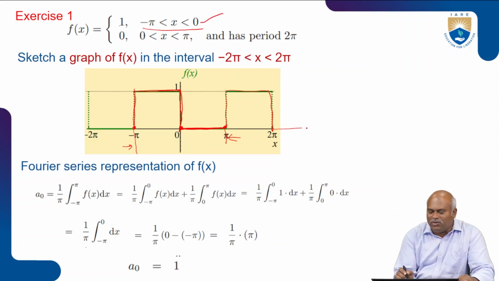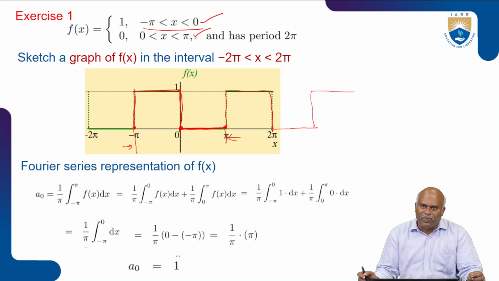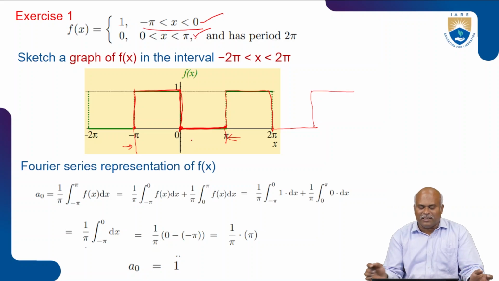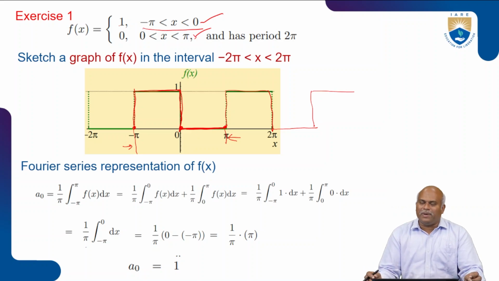The next 2 pi to 3 pi will also repeat, like that it will happen for your complete signal. That's why I draw the graph for the interval of minus 2 pi to plus 2 pi. Why? Because we need to check whether the signal is periodic or not. If it is periodic, then the signal satisfies the trigonometric Fourier series condition.